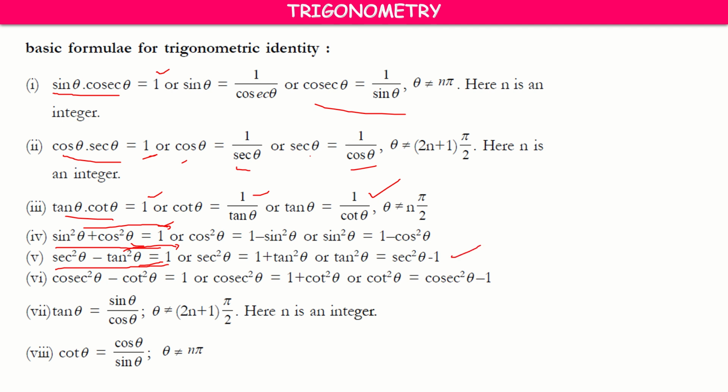And what is the third trigonometric identity? Cosecant square theta minus cot square theta equal to 1. If I want cosecant square theta, this cot square theta moves to the right hand side. It will become cosecant square theta is equal to 1 plus cot square theta. If I want cot square theta, I move it to the RHS and 1 to the LHS. So cot square theta will become cosecant square theta minus 1.